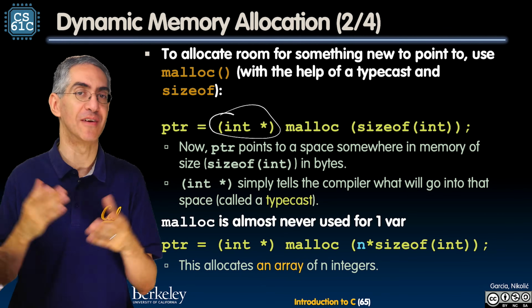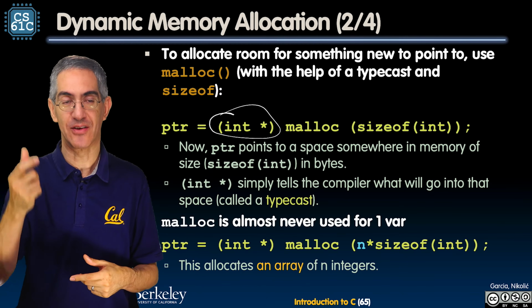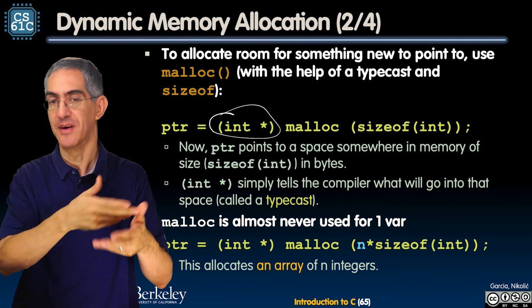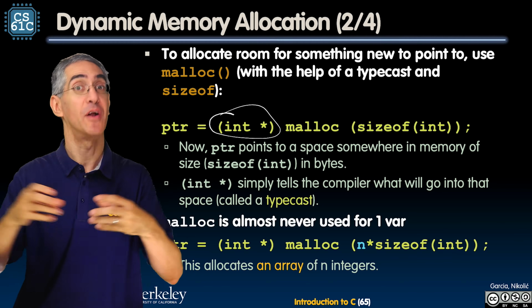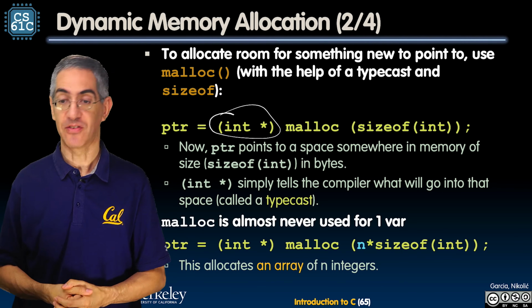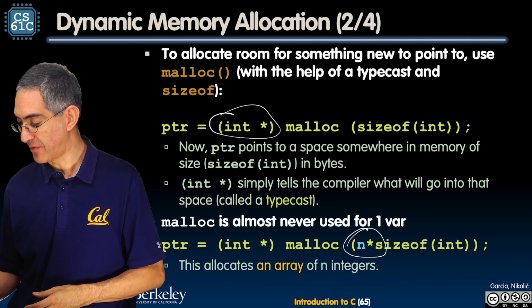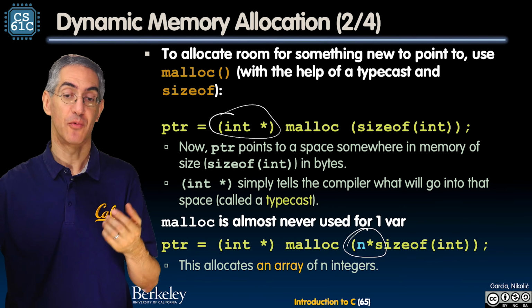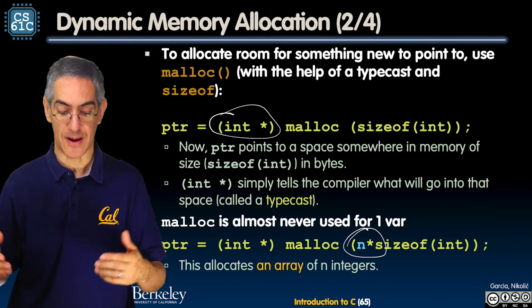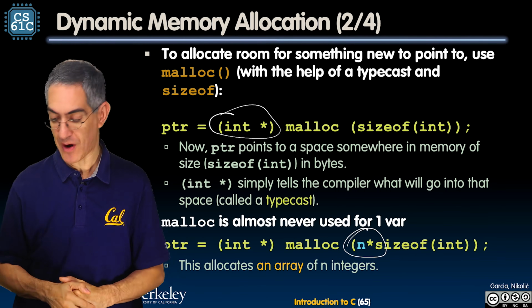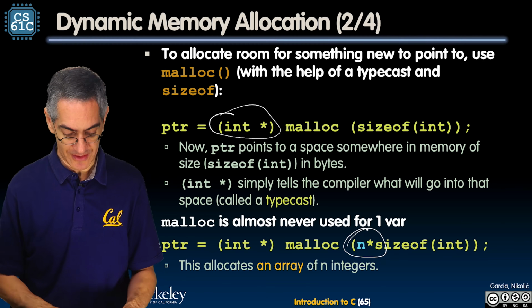Malloc, however, is almost never used for just one. Why would you malloc just to get one integer? If you just want an integer, make it an int. Int foo, there's an integer. You probably want an array. You probably want a lot of them. So this is the way it typically is done. Pointer equals (int star) malloc of n times sizeof int. So that says I want an array of n integers, and pointer points to that array. Now it's not a static array with the square brackets, but it is an array nevertheless. We still call them arrays.